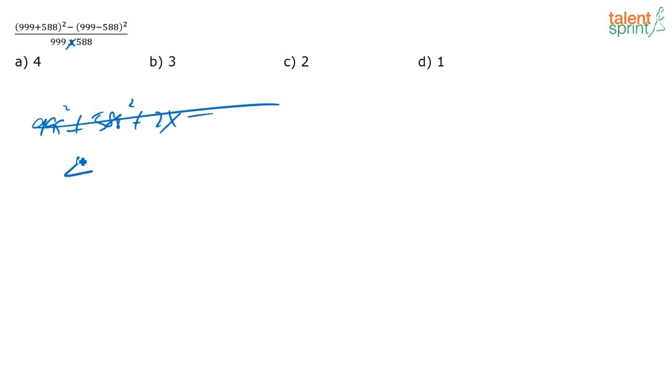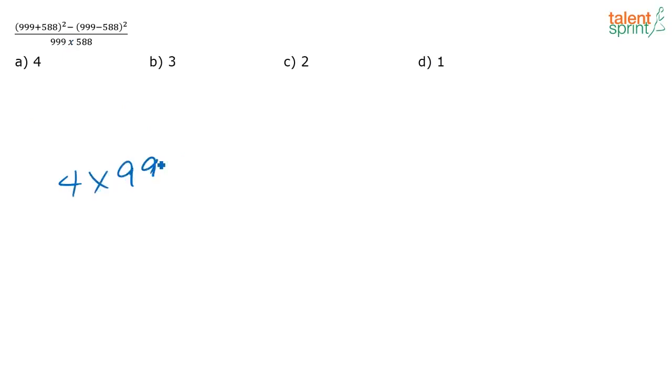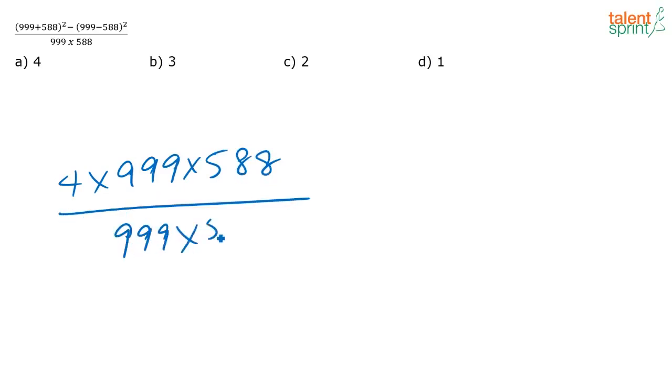Here actually you needn't even write that, because what is there in the denominator? You have 4 into 999 into 588, correct? On the numerator, the denominator again has 999 into 588, which cancels completely, and the answer is 4. So for this question, you should not use pen and paper. You should get the answer in like 3-4 seconds. It's a very easy question.